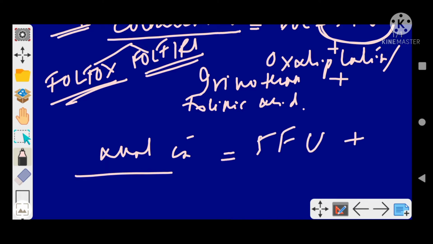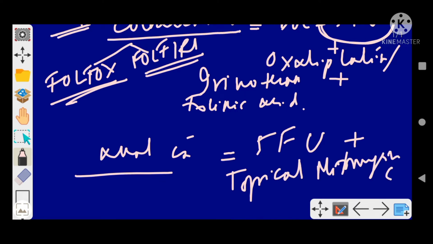5-fluorouracil plus topical mitomycin C. Yes. Last but not the least, and important, anal carcinoma: 5-fluorouracil plus topical mitomycin C.